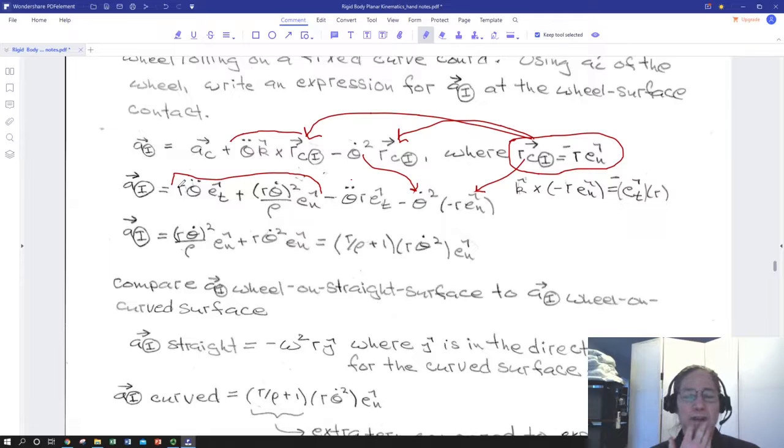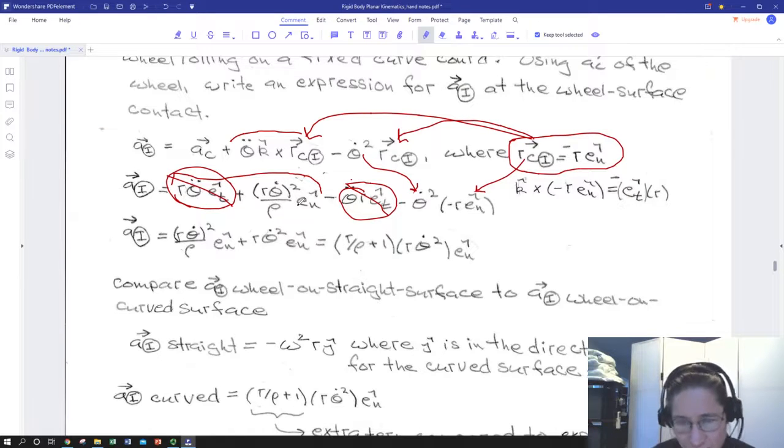So let's see if we find anything common. Oh my goodness. Those two cancel out. Once again, just like the case of the straight surface, we don't have anything in the tangential direction when we look at acceleration of that invariant point. But we don't have the same magnitude. If we factor out our unit vector in the normal direction, which would have been the j hat direction for a straight surface, instead of just having one, we've got this extra term.